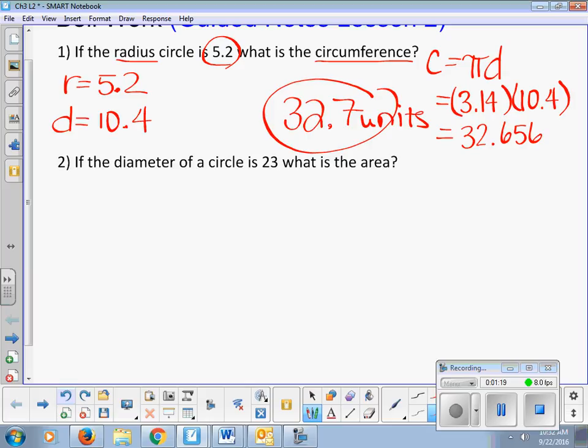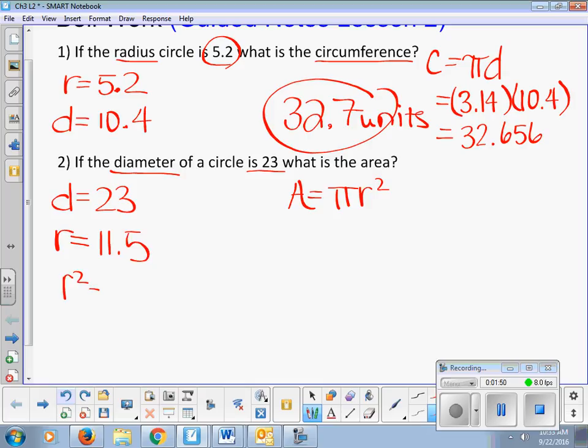Good job, Lucas. Okay, so for the second question, if the diameter of a circle is 23, what's the area? Our diameter is 23. What formula do we use for area? Pi r squared. Do we want to plug in our diameter into this formula? No, we need to find the radius. How would we find the radius? Divide by 2. And what do we get? 11.5.